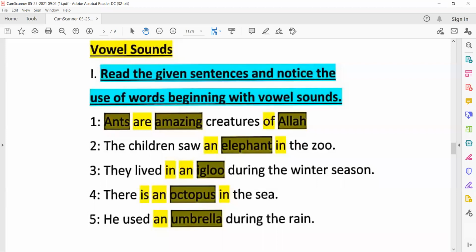Look at the word the. Okay. So the is not a vowel sound. This is a consonant. Now again look at the word zoo. Z. It gives us a z sound. This is not a vowel sound. This is a consonant sound. Okay. Look at the third sentence.